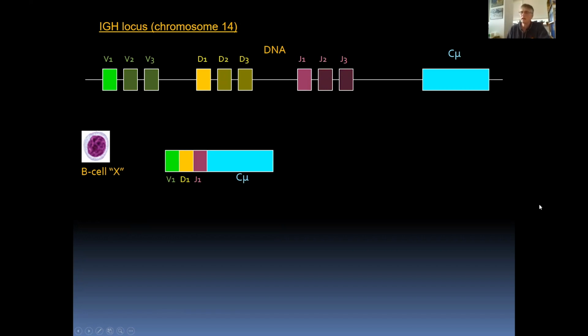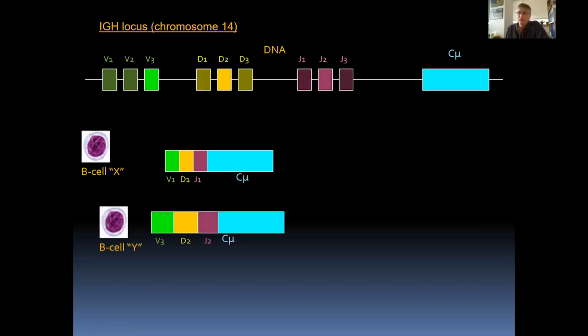So as you can imagine, a B lymphocyte will randomly pick one V region, one D region, and one J, and will splice them together with the constant region. So B lymphocyte number X, for example, randomly will choose V1, D1, and J1 and patch them onto the constant region to produce a functional immunoglobulin heavy chain molecule.